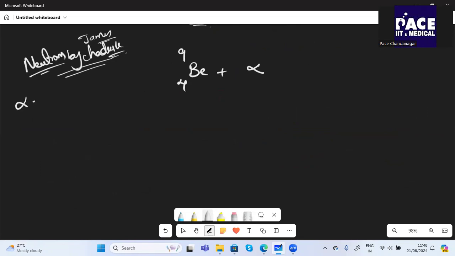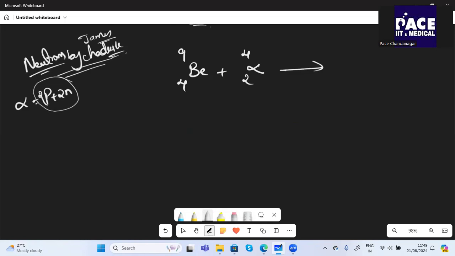Now, what is an alpha particle? Alpha particles are 2 protons plus 2 neutrons. Each alpha particle consists of 2 protons and 2 neutrons. I'm writing the same thing: the proton number in the bottom, and in the top I am writing the mass number. Mass number is protons plus neutrons, 2 protons plus 2 neutrons, so that is 4.